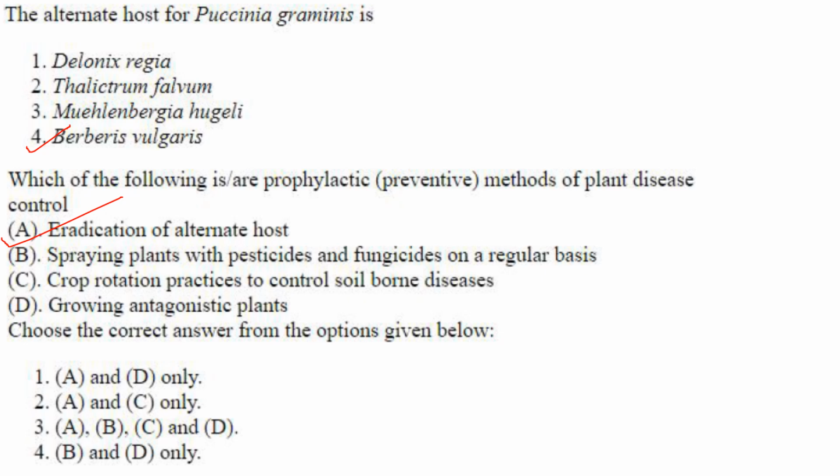Okay, so D also can be considered as a mechanism for a prophylactic method or preventive method of plant disease. Can be considered, but more apt will be A and C. So 2 is the right answer, that is A and C only.